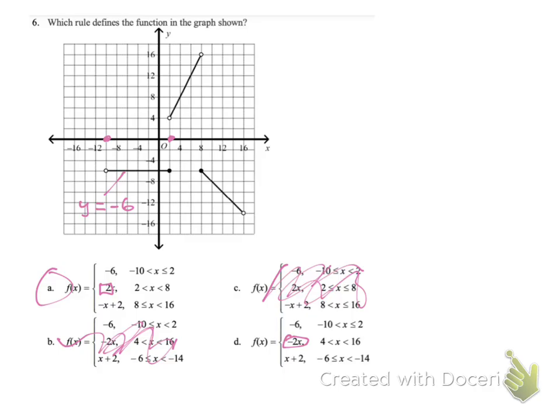All right, so remember on the test, you're going to have to graph a piecewise function. So you may want to go back and look at those notes on graphing a piecewise function.